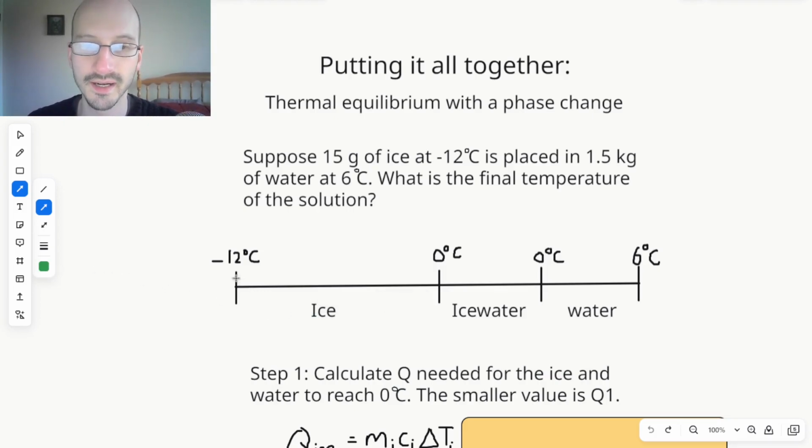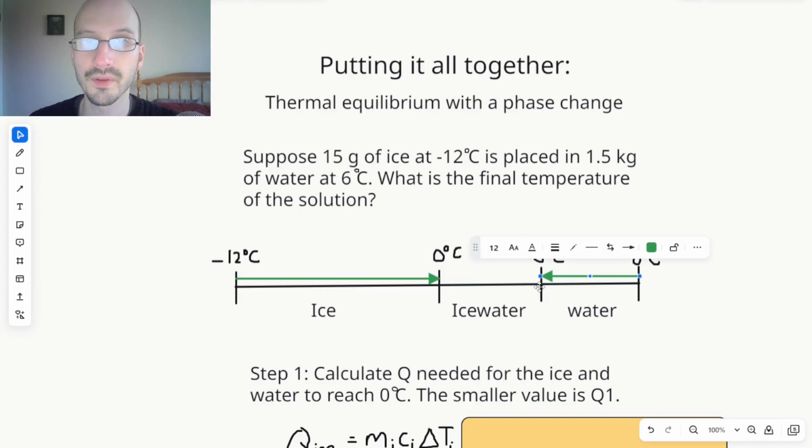One is that the ice rises up to melting temperature and the water cools down to freezing temperature, which are, of course, the same temperature. Once both substances reach freezing temperature, no more heat is exchanged because they're at the same temperature, regardless of whether the water started to freeze or the ice began to melt. In that case, the final temperature is 0 degrees.